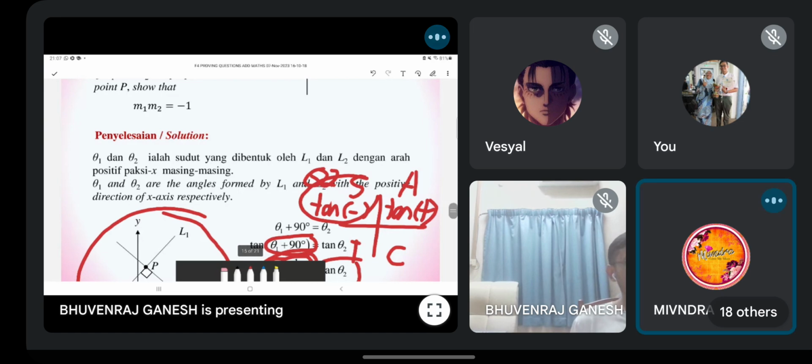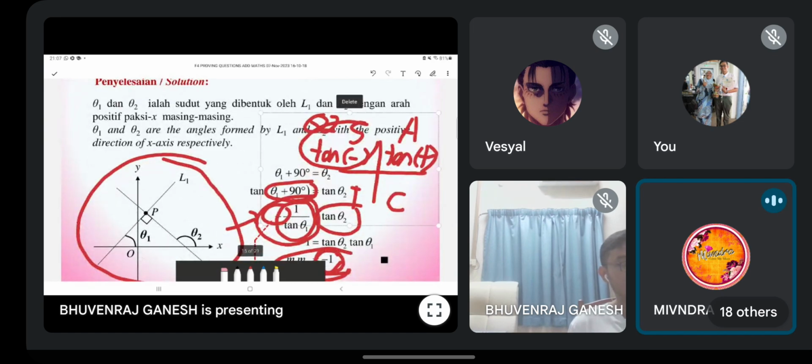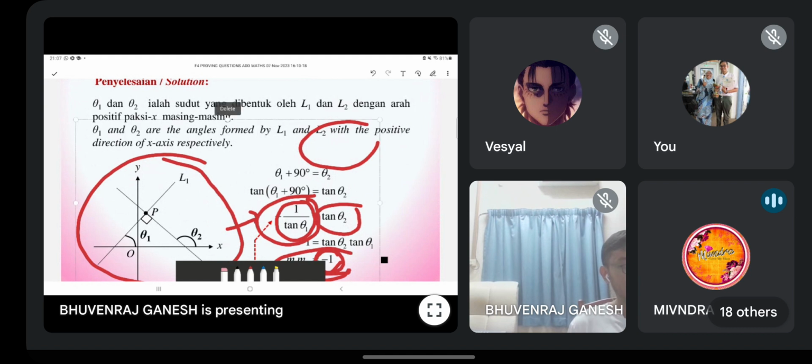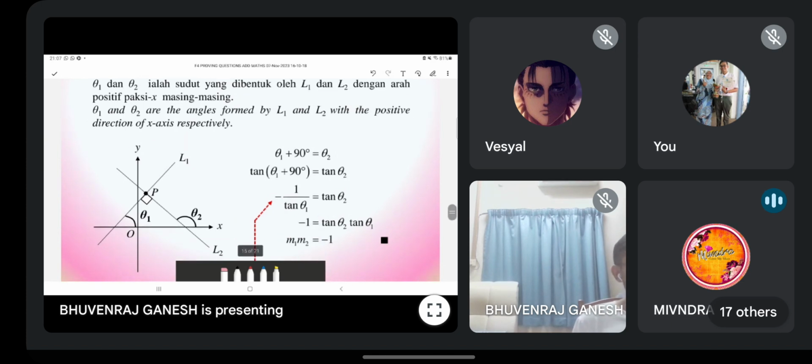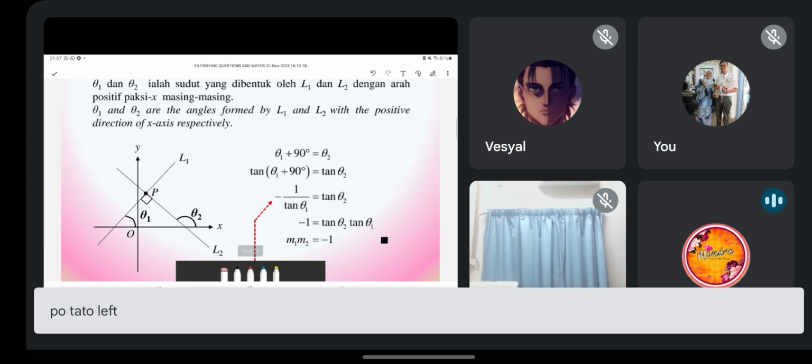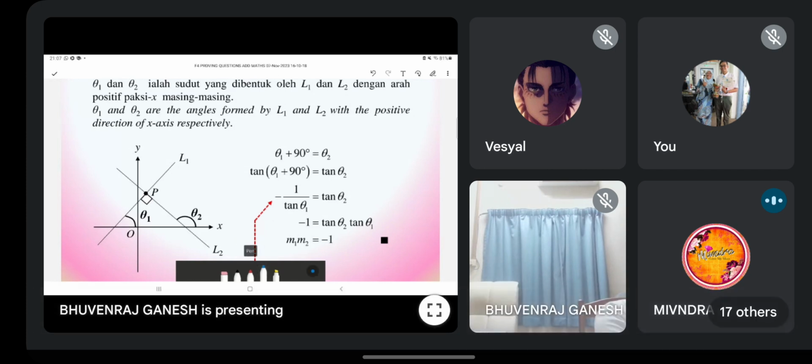So untuk soalan ni, kita nak buktikan that M1 times with M2 is sama dengan -1. Sebab dia berserenjang, perpendicular I think in English. Lepas tu, kalau theta 1 plus 90 sama dengan theta 2, kalau tak faham kita boleh gantikan nilai. Theta 1 sometime, okay, theta 1 is 30. Kita ambil lah nilai. Theta 1 is 30 and 90 plus 90 dapat 120 is theta 2.